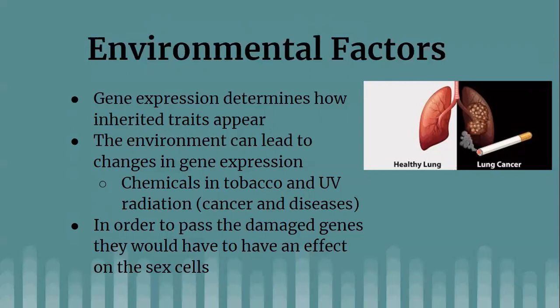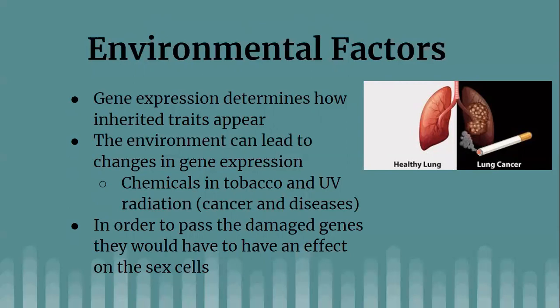Not all changes in genes caused by environmental factors get passed on to offspring. For example, too much UV radiation can damage the DNA in skin cells to the point of causing cancer. These damaged genes, however, do not get passed on to the next generation. In order to pass on genes that were changed by the environment, the change must occur in one of the sex cells, egg or sperm, that formed that offspring.